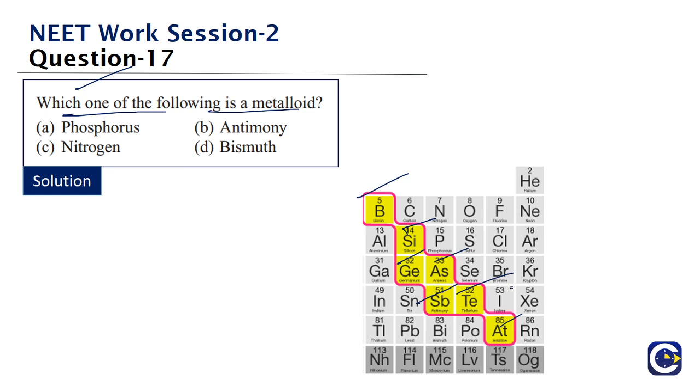In the given options, phosphorus and nitrogen, these are what? Non-metals. Bismuth is a metal. What is the metalloid here? It is antimony. What is the element symbol for antimony? It is what? Sb.